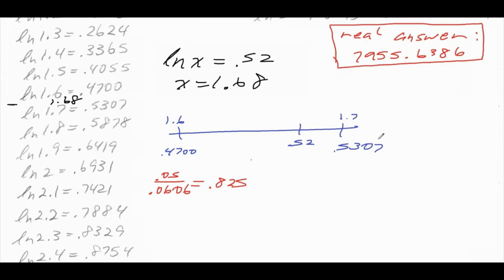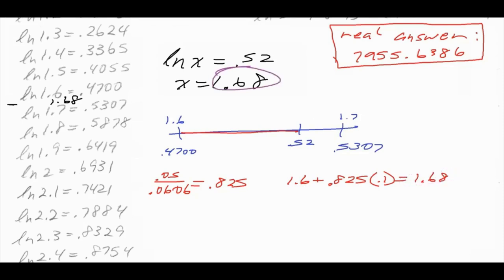And so if we start at 1.6, and then we add 80% of this distance going on from here. So we're doing 0.825 times, and we're doing tenths here. So it's a little over 80% of the next tenth. That gives us 1.68. So that kind of backs up that this wasn't a bad guess.